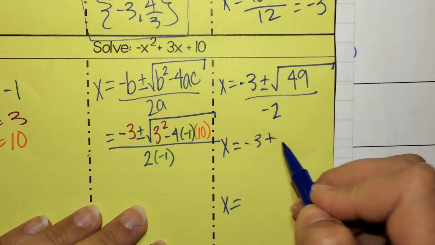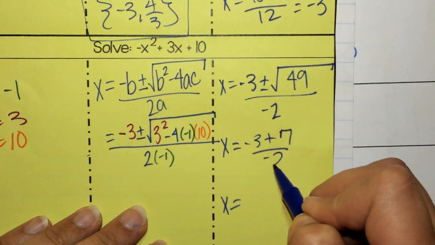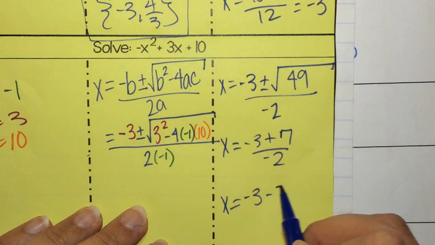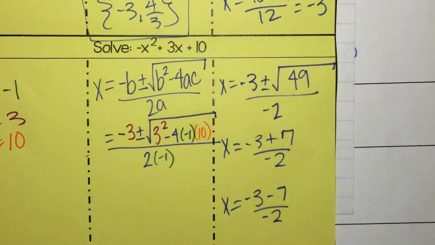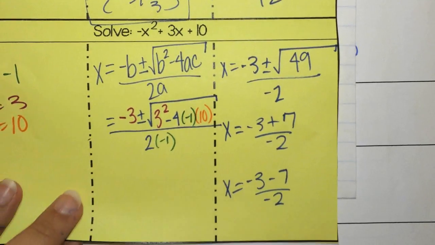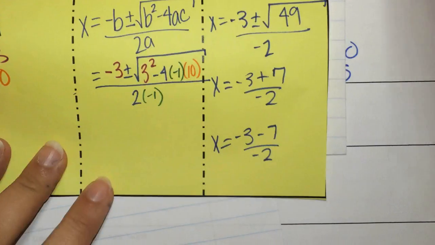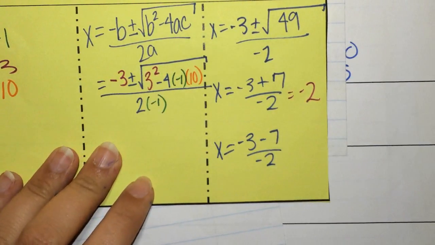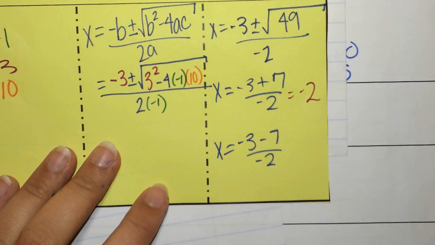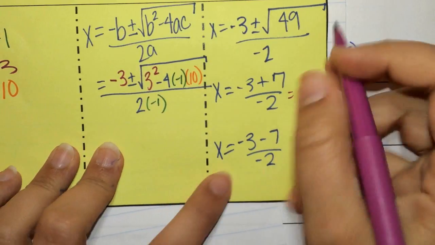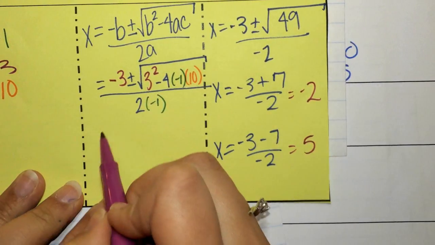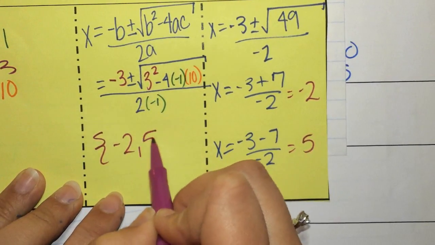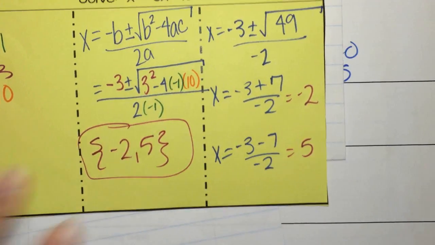Alright, what is the square root of 49? 7. Okay. So we have negative 3 plus 7 divided by negative 2, and negative 3 minus 7 divided by negative 2. What's negative 3 plus 7? And 4 divided by negative 2 is? Alright, what's negative 3 minus 7? Negative 10. And what's negative 10 divided by negative 2? Positive 5. So we write it as a set as negative 2, 5, and we're done.